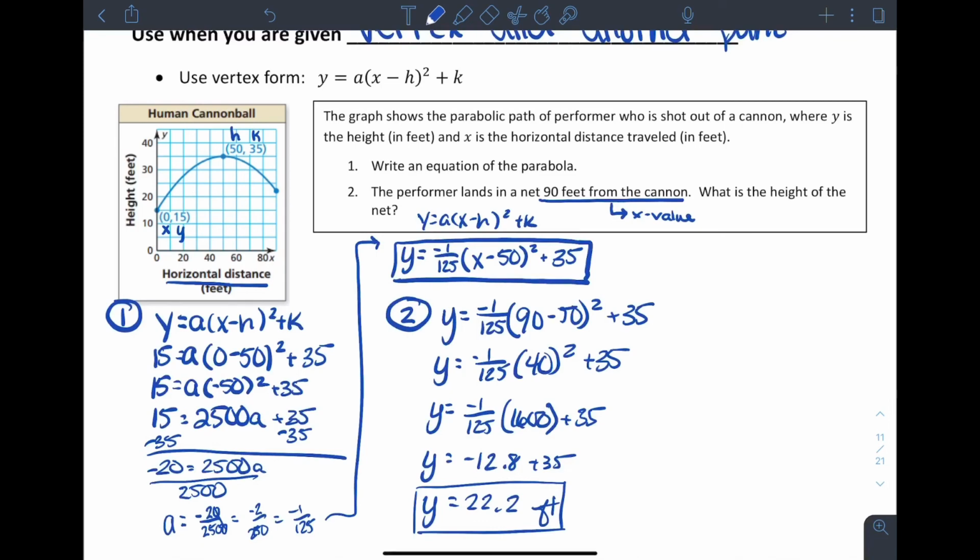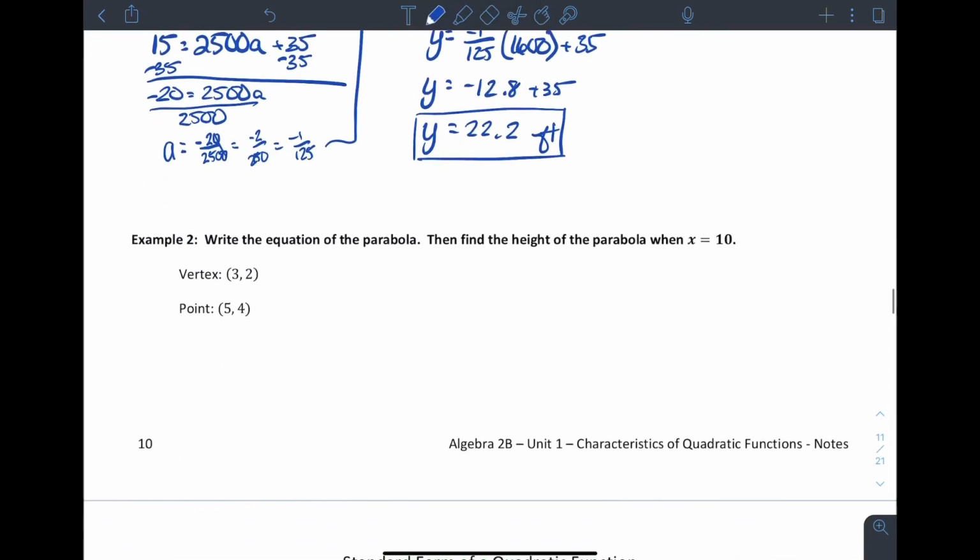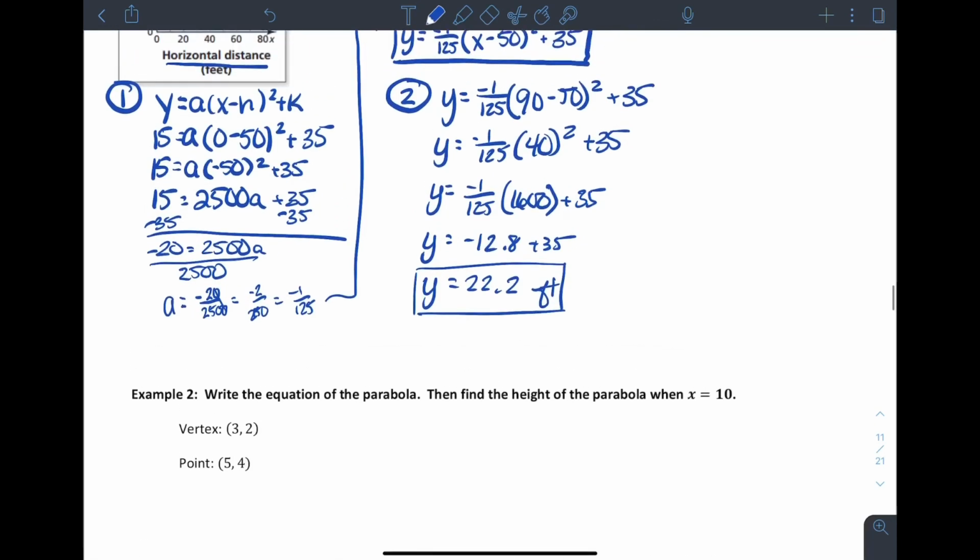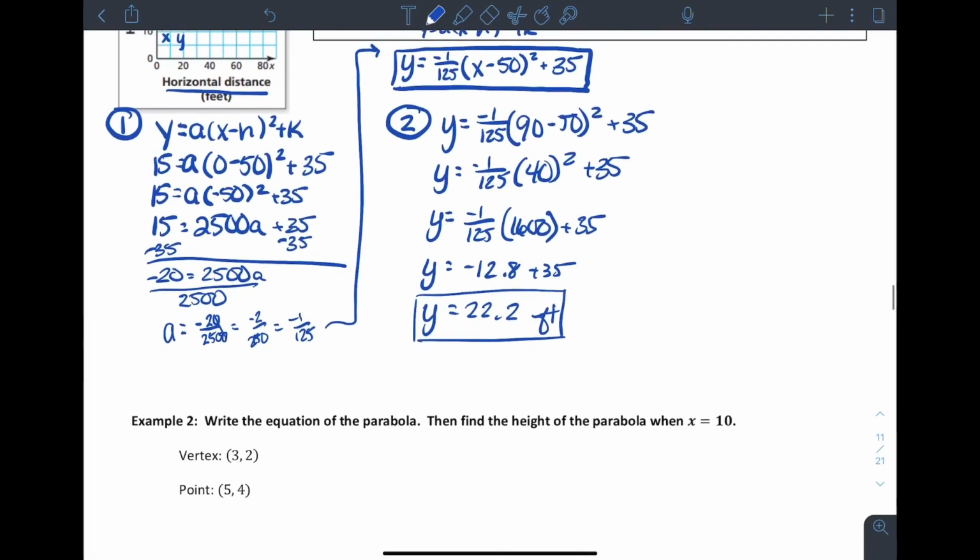And there you go. What I'd like you to do next is there's a second example here. Write the equation of the parabola. Then find the height when x equals 10. I didn't give you a picture this time. I just told you what the vertex and the point were. I want you to try this exact process that we just did, but with these numbers, okay? We're going to go over this in class, but I want to make sure that you know exactly what you're doing and you try it out. And then that way you can come in with questions.